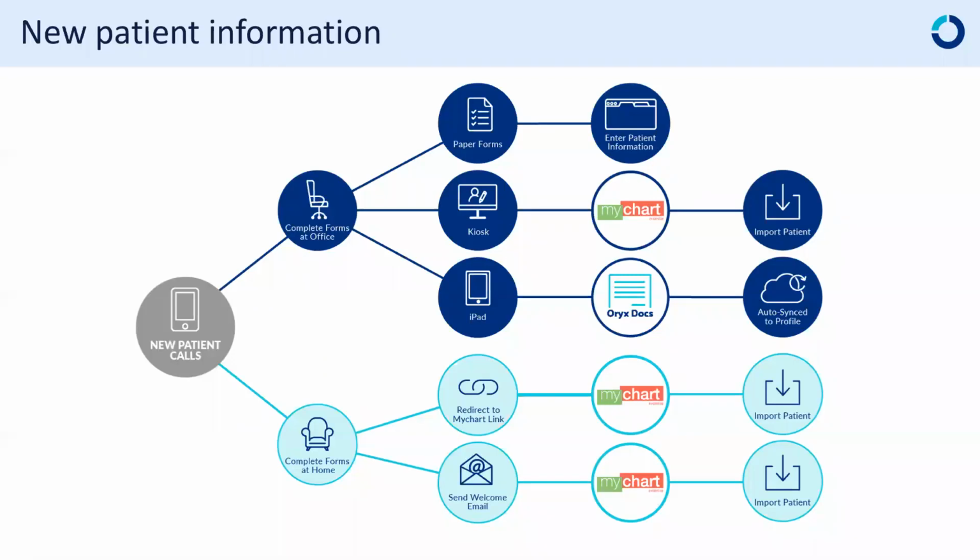Some offices really like to have it on their website, and that's very easily done. On your office website, you'll have a button that says new patient forms, or click here to start your forms, whatever verbiage you would like to use, and you just embed that link onto your website. Once the patient clicks on that button, it takes them to My Chart. There the patient goes through the My Chart flow that we talked about, and once they're done, again, you would import the patient.